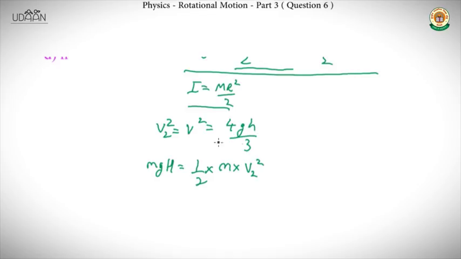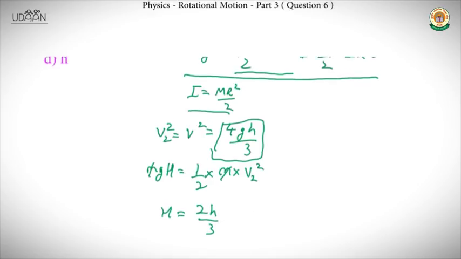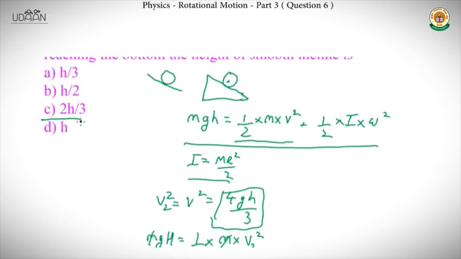Now we easily input the value of V square from the expression which we have found out over here. We cancel out M, we find out H. Very simple. H will be coming out as 2H by 3. Here you can see that now we have found out H, which was asked in the question. The option C is the correct option.